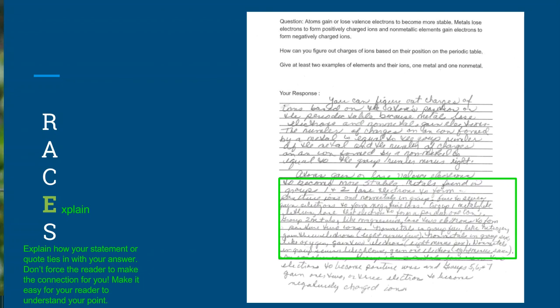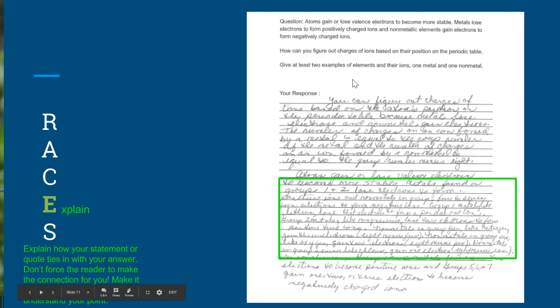Group 1 metals, like lithium, this is where I give the examples here, lose that electron to form a positive ion. Group 2 metals, like magnesium, lose 2 electrons to form positive 2 ions. Nonmetals in group 5, like nitrogen, gain the electrons. It means it's 8 minus 5, gain 3 electrons. Nonmetals in group 6, like oxygen, gain 2 electrons, 8 minus 6. Nonmetals in group 7, like chlorine, gain 1 electron, 8 minus 7.